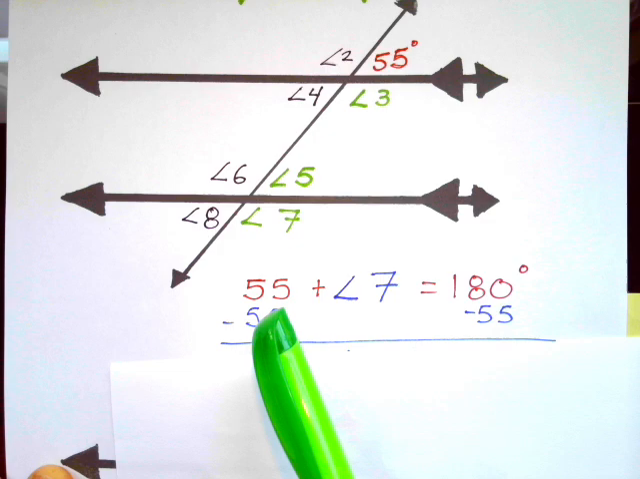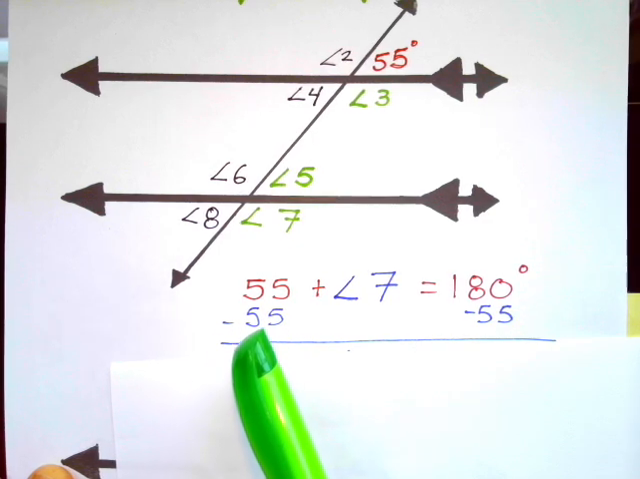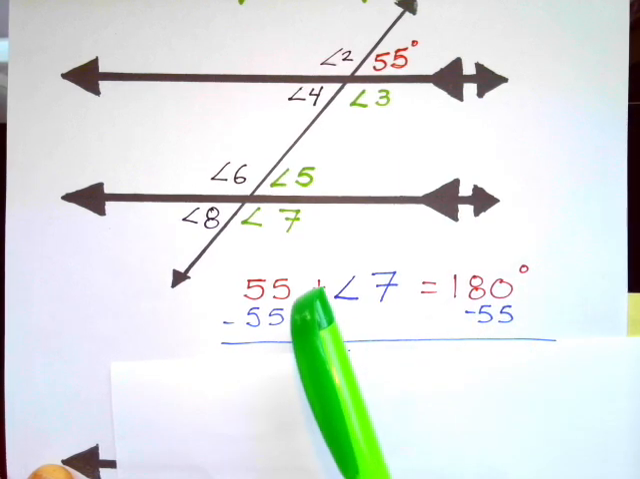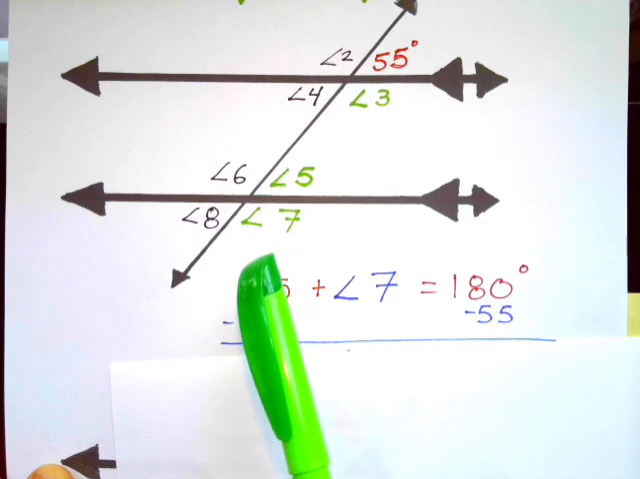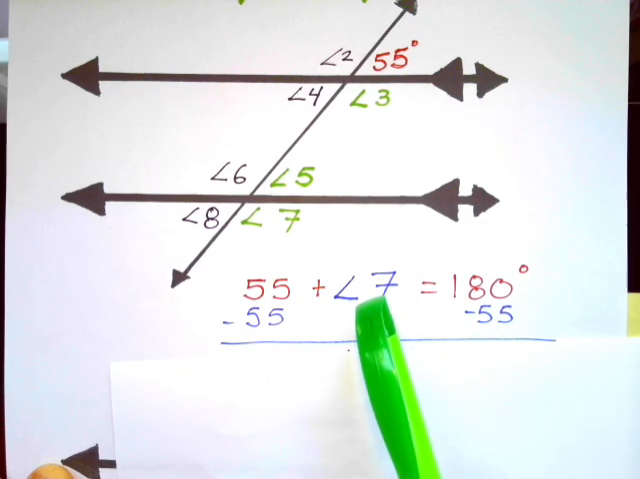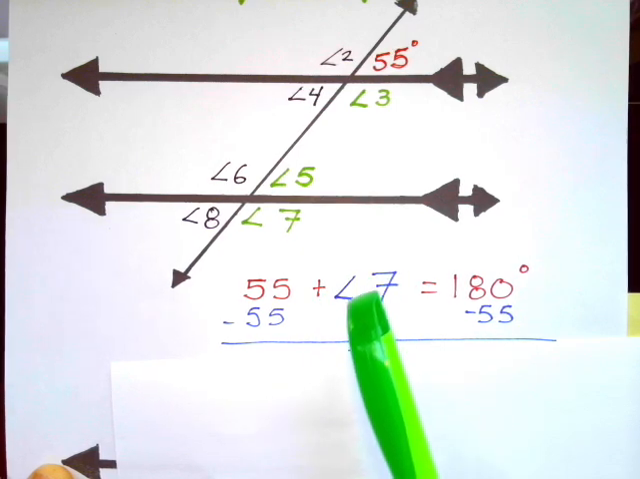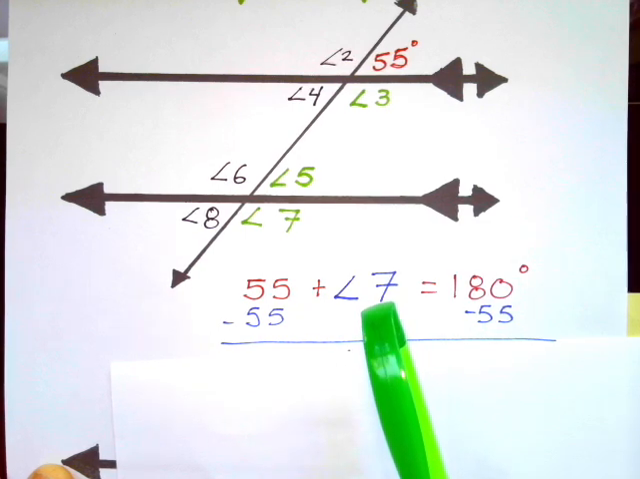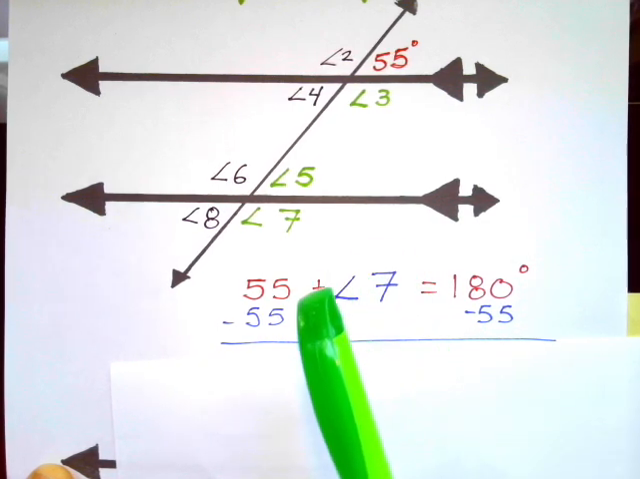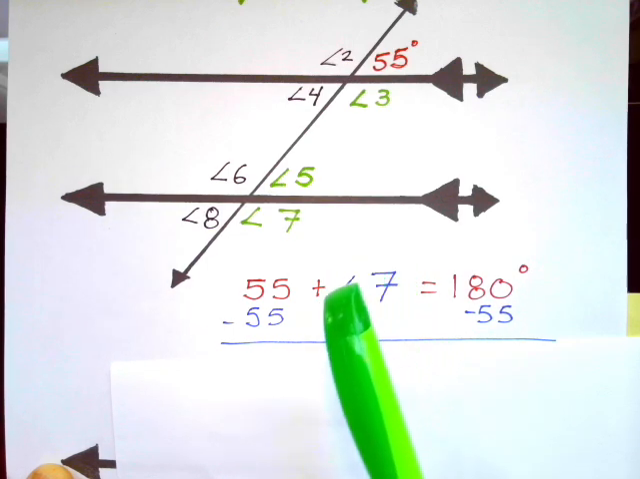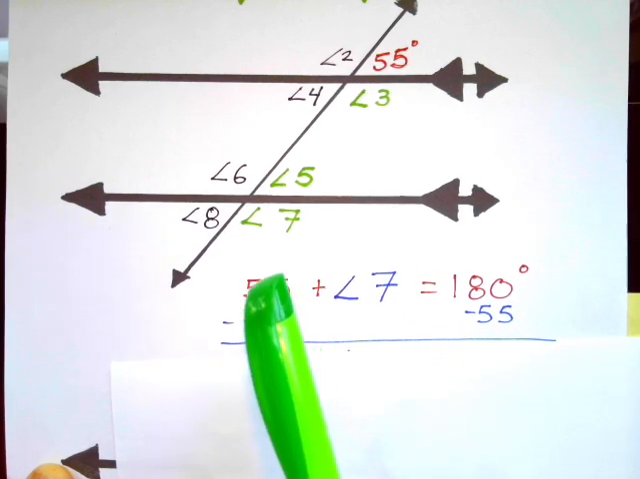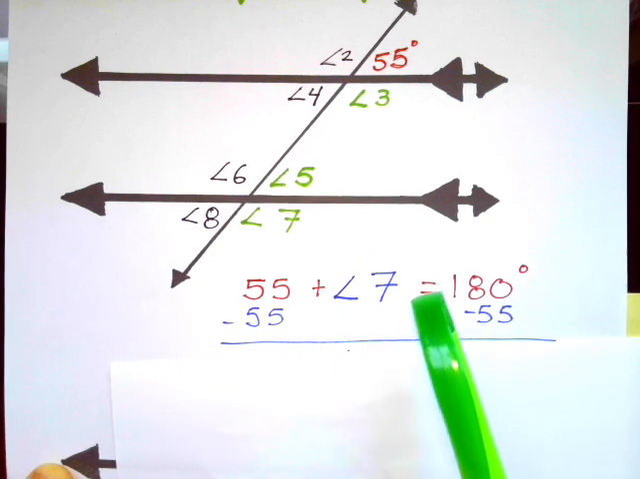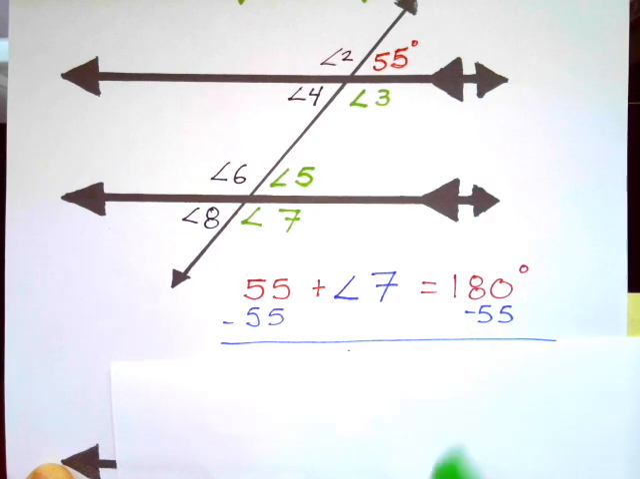The opposite of a positive 55 is a negative 55, or to subtract 55. But what you do to one side of the equal sign, you got to do to the other side. 55 minus 55 is 0. I'm left with angle 7, or X, or Y, or Z, or whatever you want to put here for the variable. Remember, a variable is just a symbol representing a real number, but we just don't know what it is. Angle 7 is my variable. So 55 minus 55 is 0, and the variable, angle 7, is left all by itself. That's my goal.